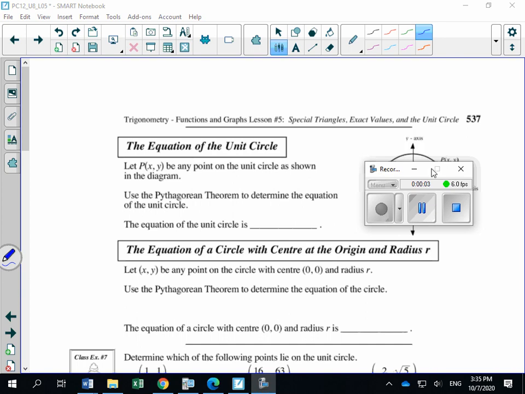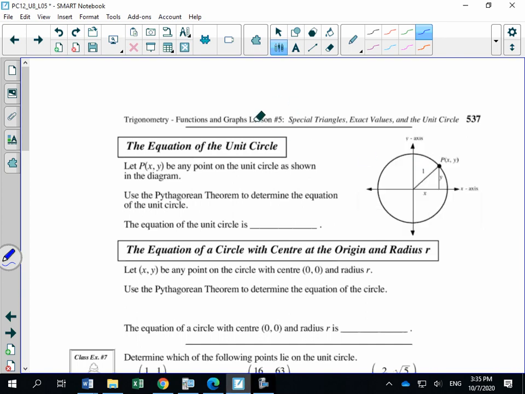This video is going to be the last part of Lesson 5. We did a video for Lesson 5 on generating the unit circle. Then we did a video where we did class examples 1 through 6, applying the unit circle for certain questions. Now we're going to shift our focus. We're still dealing with the unit circle, but we're going to do something called the equation of the unit circle.